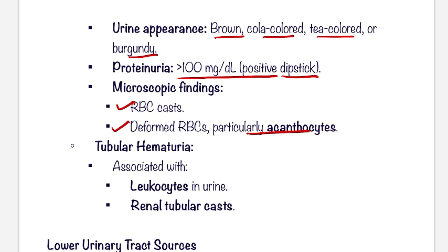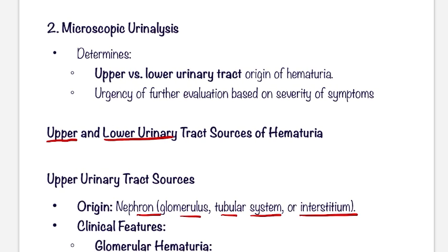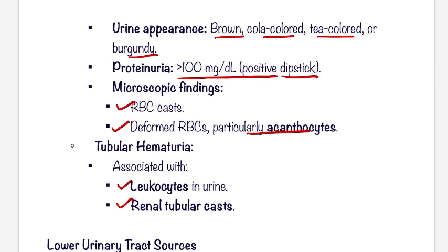If it is tubular origin, you will also see leukocytes in urine and renal tubular casts. So, in upper urinary tract source of hematuria, you will see brown cola colored urine, proteinuria, RBC casts, deformed RBCs, leukocytes in urine and renal tubular casts.